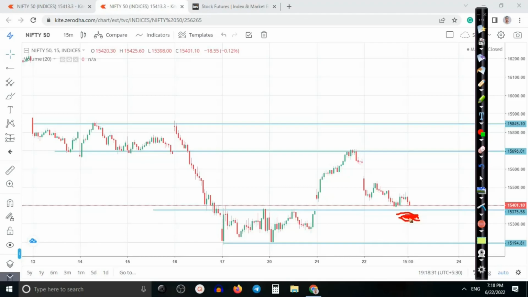15,400 somewhere there, because there are strong supporting lines. It's a multiple rejection, and the rejection acts as a support in a small time frame. This is the 15 minute chart, and the price opens a gap down. So we'll sell a call and maintain a 20 to 30 point stop loss. It depends on your position sizing and risk management. Basically I take like 25 to 30 points, not more than that.